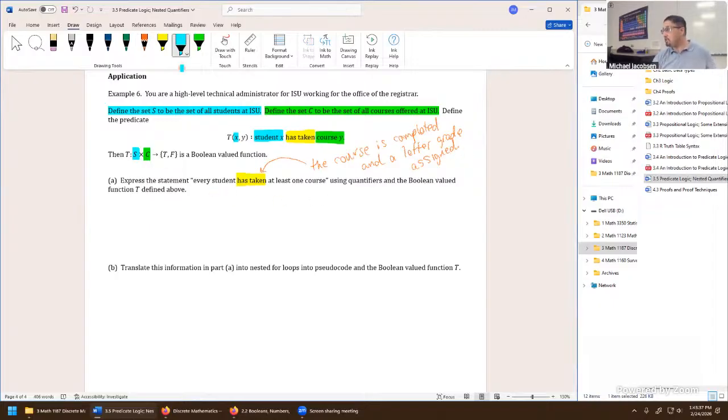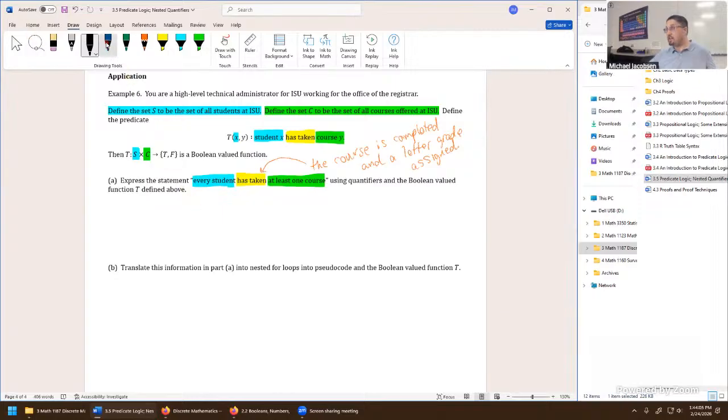And we're looking into the statement, every student has taken at least one course. That's probably false, right? Because there are assuredly freshmen who are in their very first semester here at ISU, and they haven't finished a course yet. So we expect this to be a false statement. Nonetheless, we're going to write it out as a quantified statement using the Boolean function T as well.